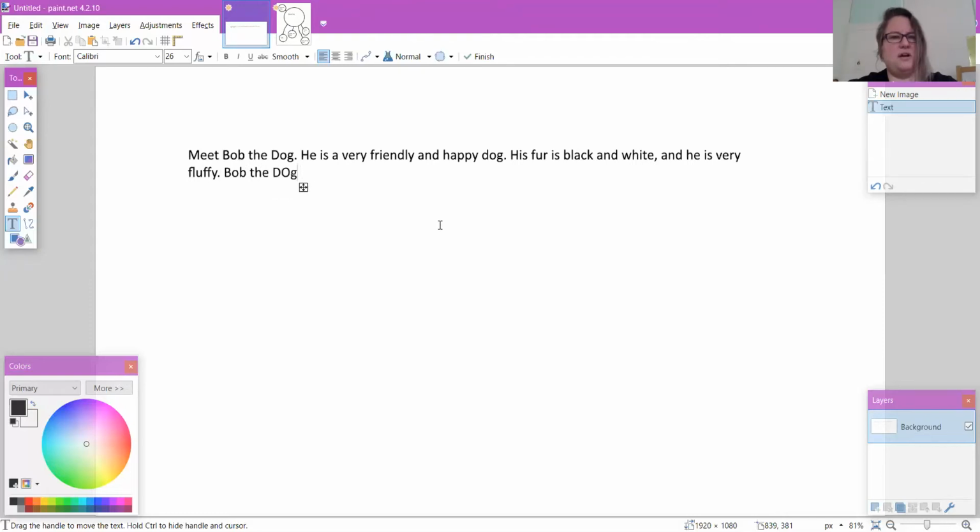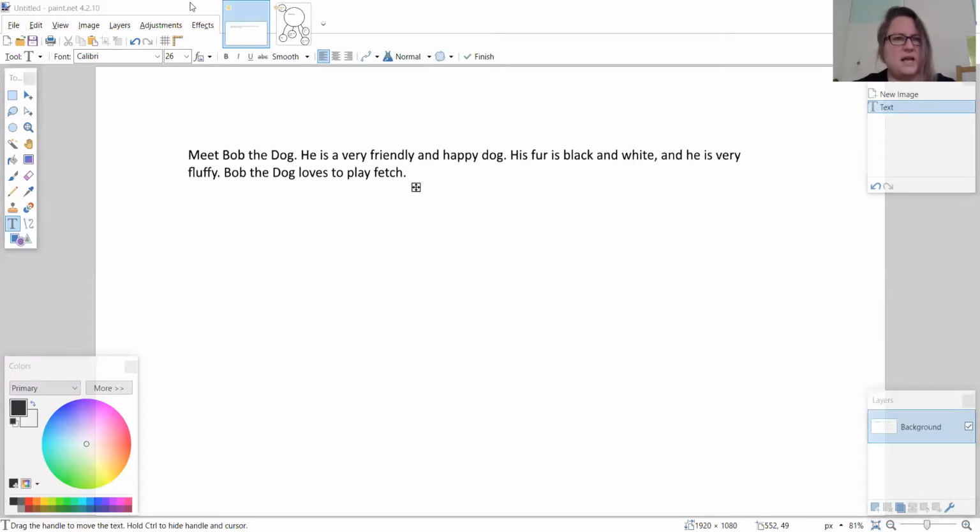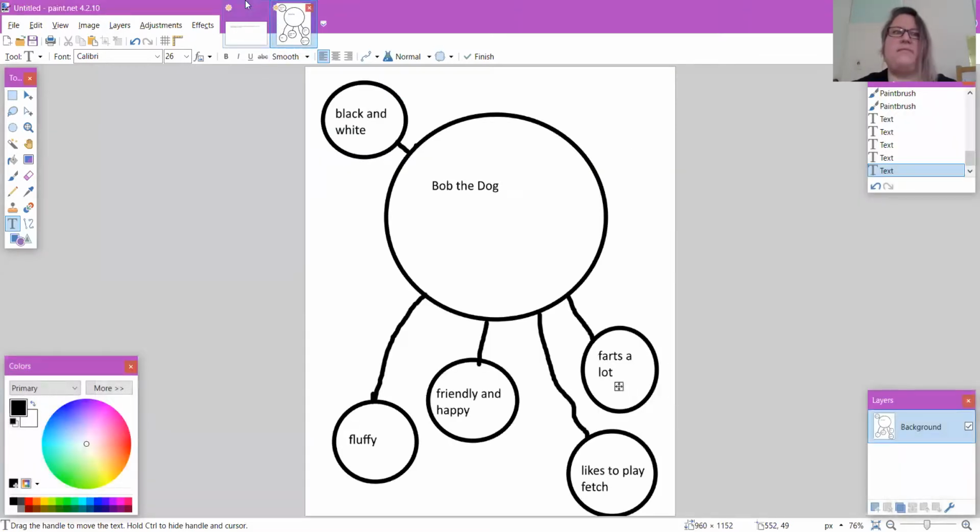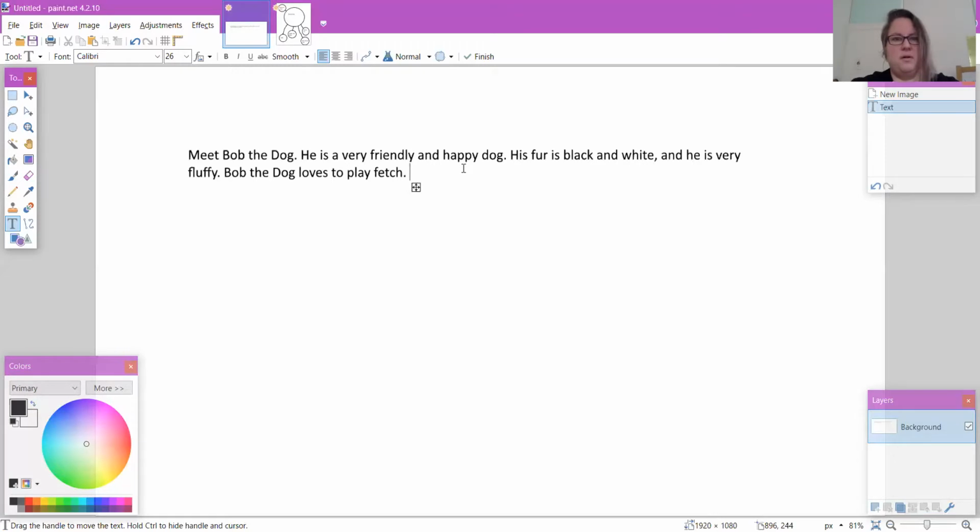Bob the dog loves to play fetch. And then last, what did I say? What was that last thing? Oh, he farts a lot. There is one problem, though. Bob the dog farts a lot. Bob the dog is very stinky. So this is an example of a way you can make sentences describing your character.